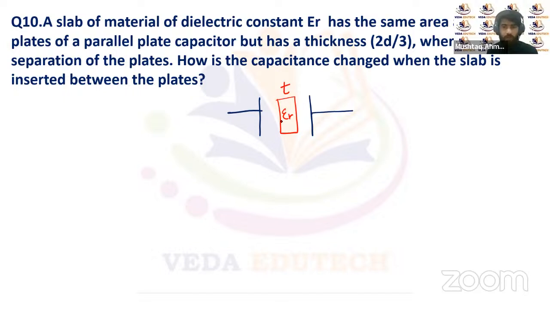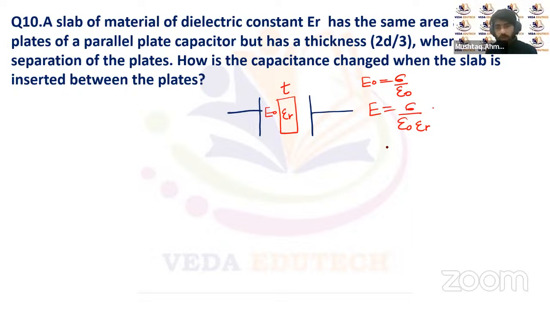It's epsilon r, right? Now let's suppose initially the electric field here is E naught, and this E naught has to be equal to sigma upon epsilon naught. And the electric field inside this dielectric will be equal to E, that will be equal to sigma upon epsilon naught into epsilon r. This will be the electric field in this dielectric.